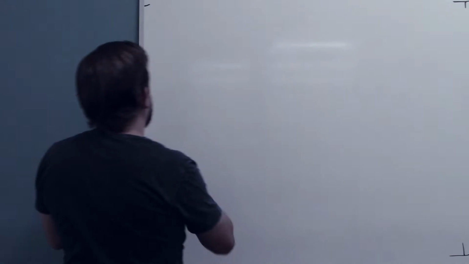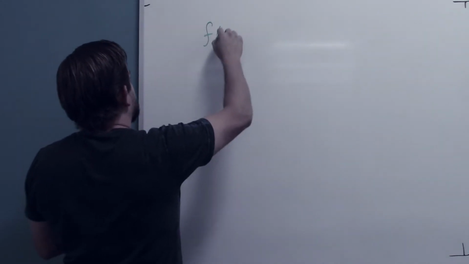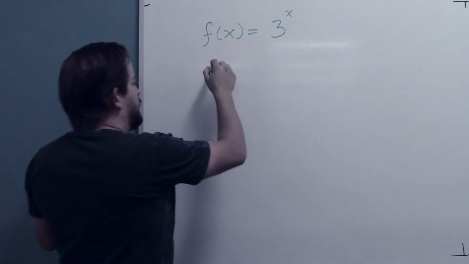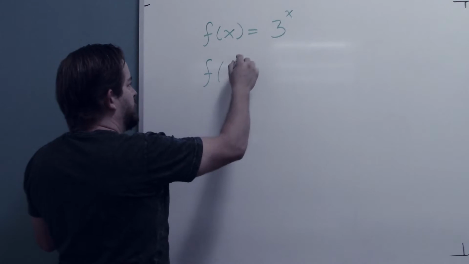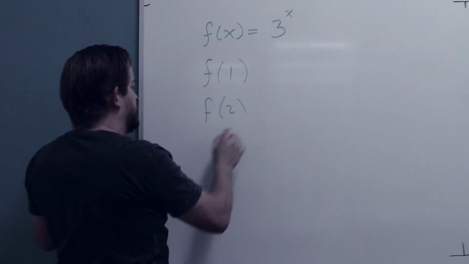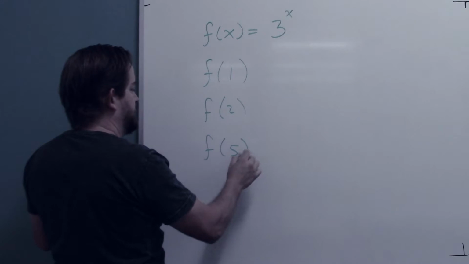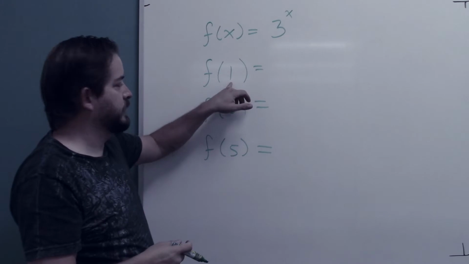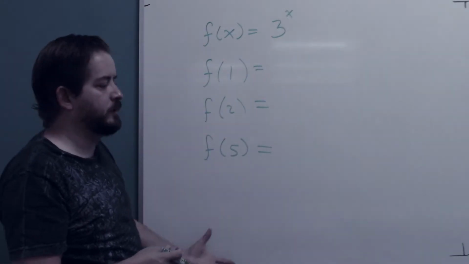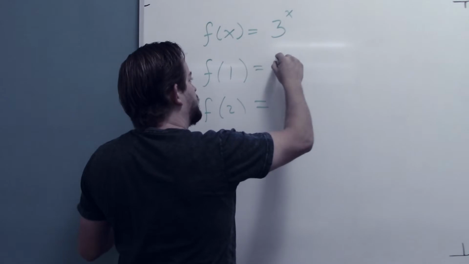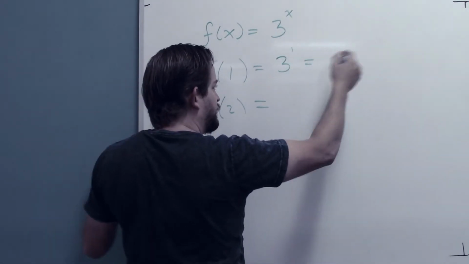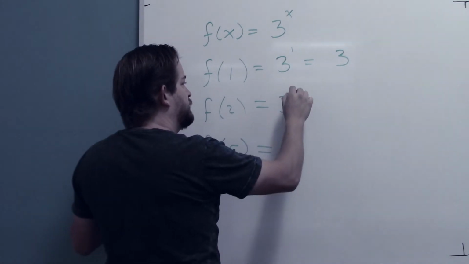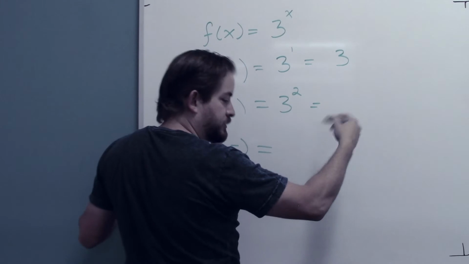If I have some function, let's say f of x equals, let's say 3 to the x. Okay. And I want to evaluate some values, so let's say f of 1, f of 2, f of 5, right? Again, I'm just replacing the x in this expression with 1 or 2 or 5 or whatever's in there, right? So this would become 3 to the 1, but 3 to the 1 is just one factor of 3, so that's 3, right? f of 2 is 3 to the 2, or 3 squared. 3 squared is 3 times 3, which is 9.